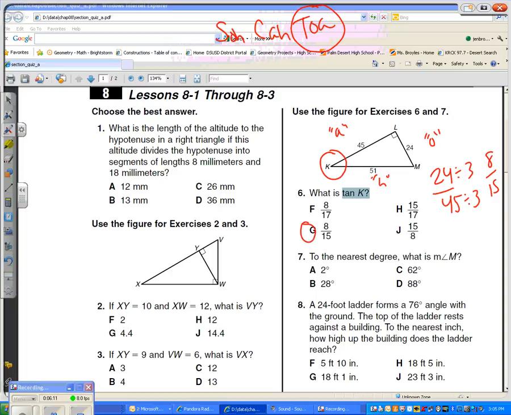So that's how we do that one. We're not solving for a side length, and we're not solving for an angle. We're just looking for a ratio, a fraction.